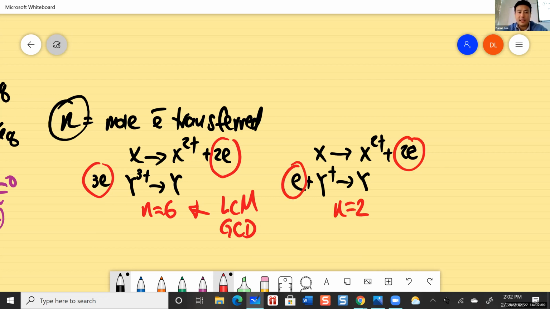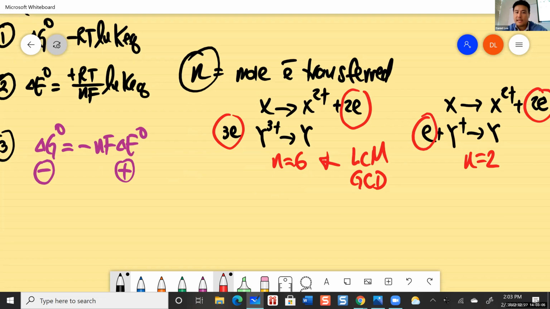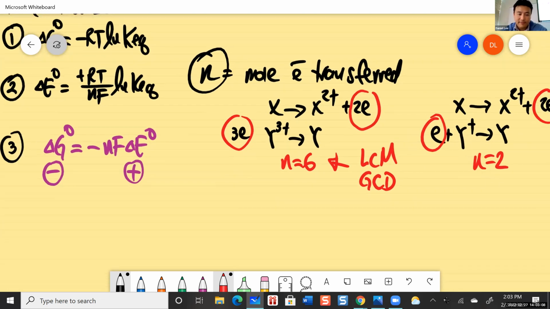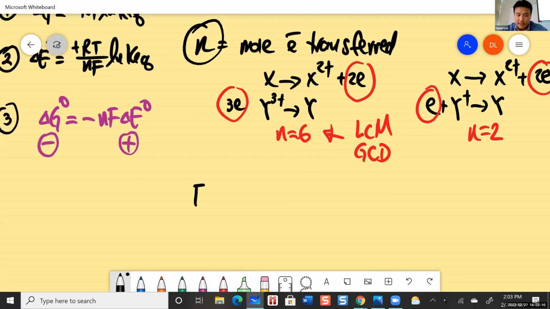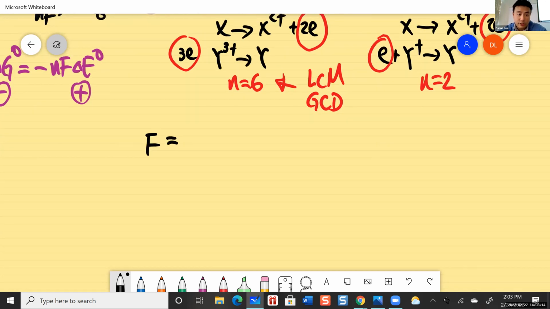So that's how we find moles of electrons. 2 and 5 is 10. 2 and 4 is 4. 1 and 2 is 2. 2 and 3 is 6. Right? So that's what n is. And F is Faraday's constant. We need to memorize the value and also the unit. So I need you to memorize F. You'll be given the constant on the test, but I want you to memorize it.